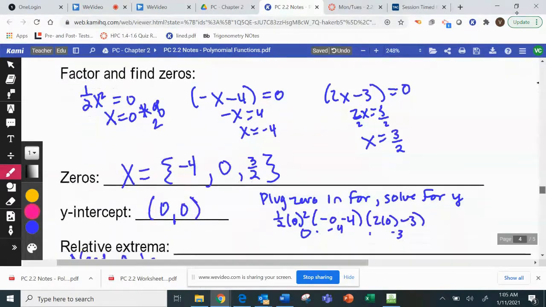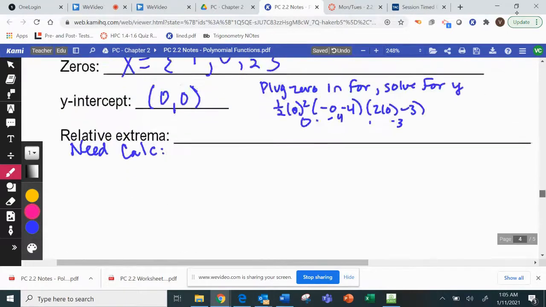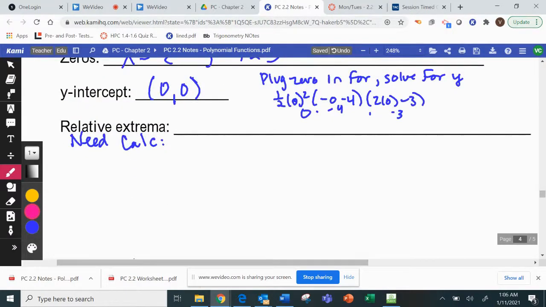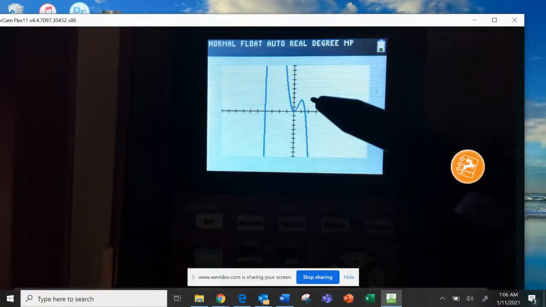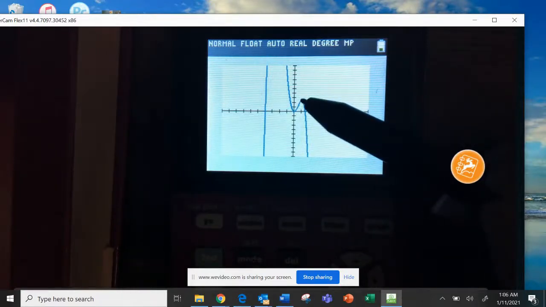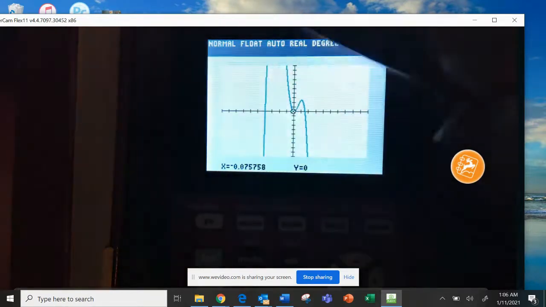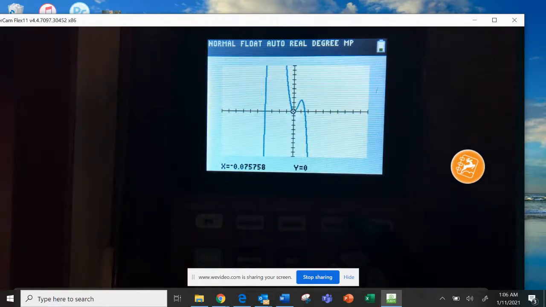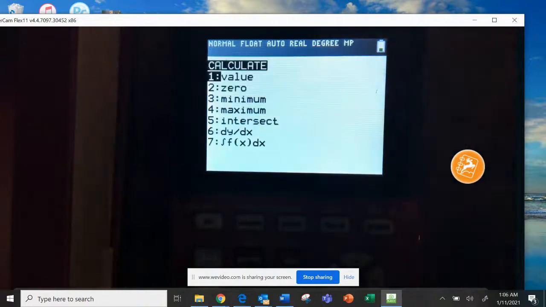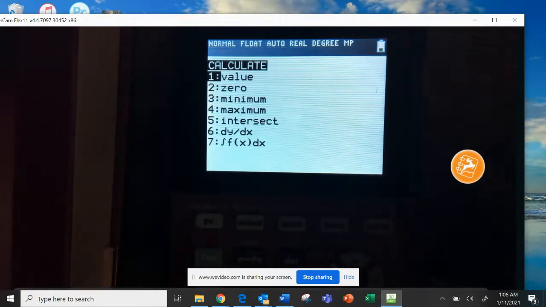All right, going back down here for the relative extrema. Here we go, relative extrema. So what you want to do on your calculator is find any minimum point and any maximum point. And up here, there's going to be another maximum point. The only way we're going to be able to find minimum and maximum points is using the calc button, which is second trace. You could see my finger right there, second trace. We are going to do minimum or maximum.